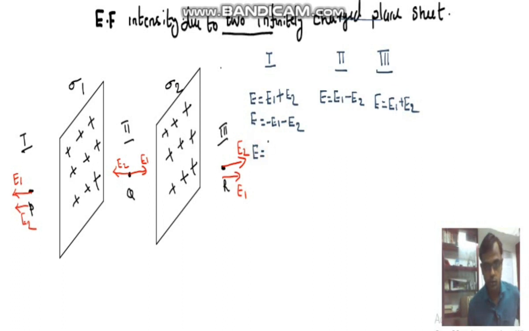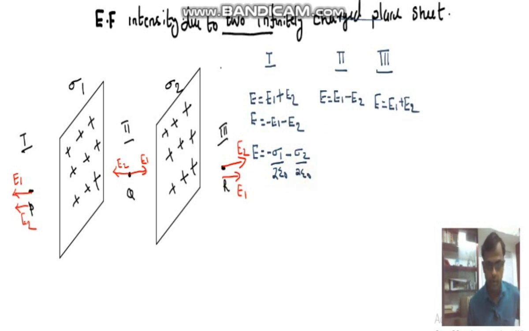Now substitute the equation for E1 and E2. E1, that is the electric field due to the first plane sheet. What is the plane sheet formula? Sigma divided by 2 epsilon 0. That is the last topic we have learned here. Here we can use sigma 1 for the first charged plate, and E2 is equal to what? Sigma 2 divided by 2 epsilon 0.